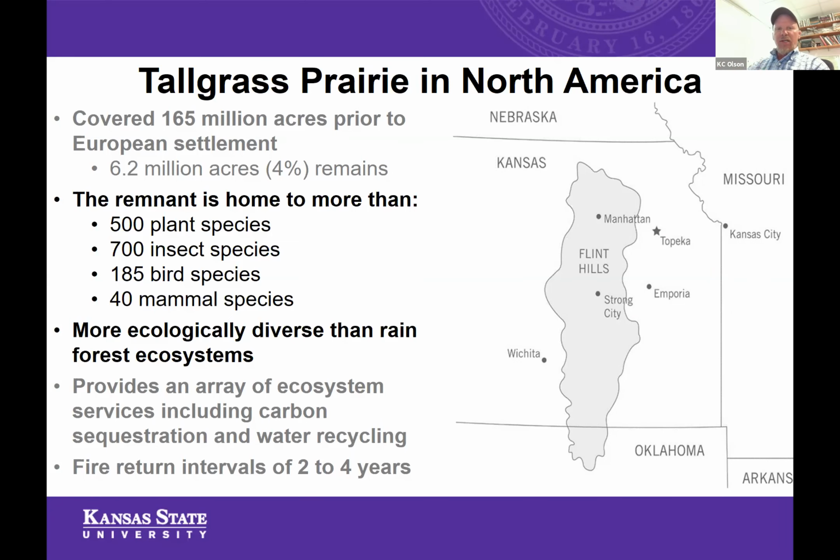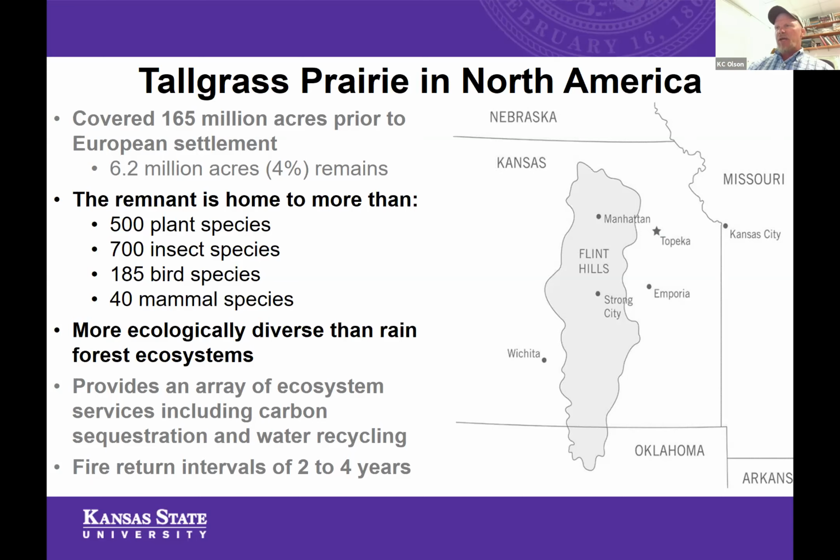First reason is that it's an incredible repository of diversity. According to the Kansas Prairie inventory, there are about 500 unique plants, 700 unique insects, about 185 birds, and 40 mammals that call this place home. On small spatial scales, that makes the tallgrass prairie more diverse than a rainforest ecosystem.